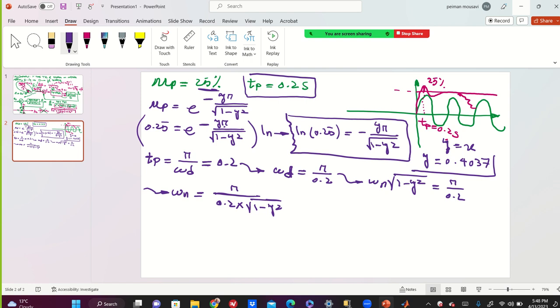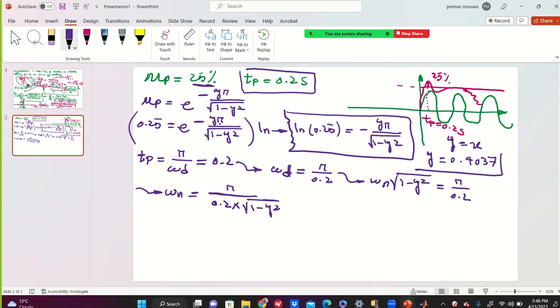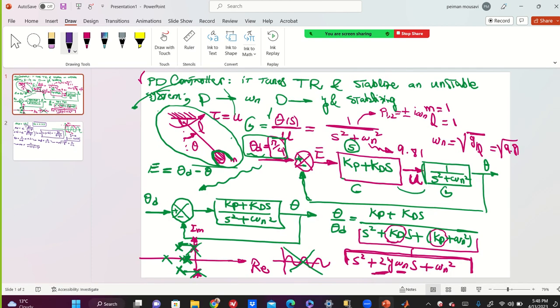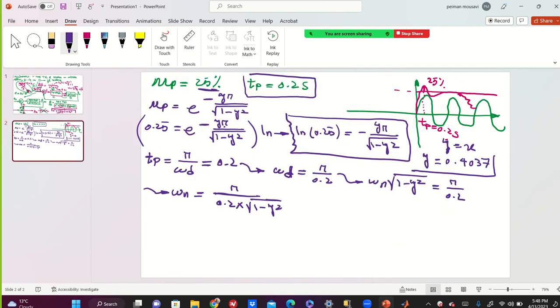Let us do that. And let me name this new natural frequency. Remember from previous class? Name this new natural frequency omega n1. That's right, because you're getting this based on the controller.